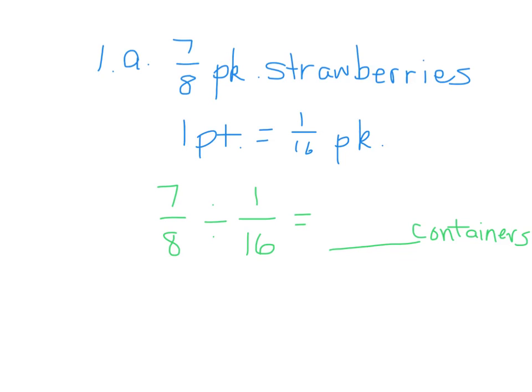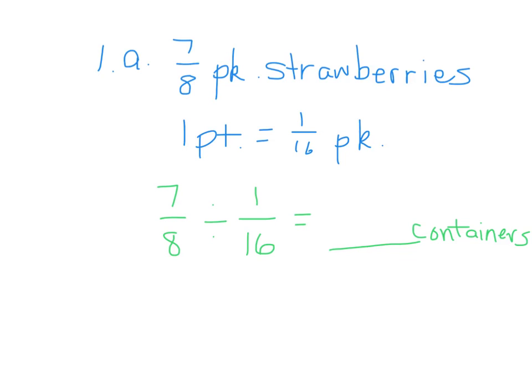The first problem says Haley picked 7/8 peck of strawberries. She plans to put them in pint containers. A pint container is 1/16 of a peck. How many pint containers does she need? So I've written a couple of facts at the top. 7/8 of a peck of strawberries is how much she picked. And then a pint is 1/16 of a peck.